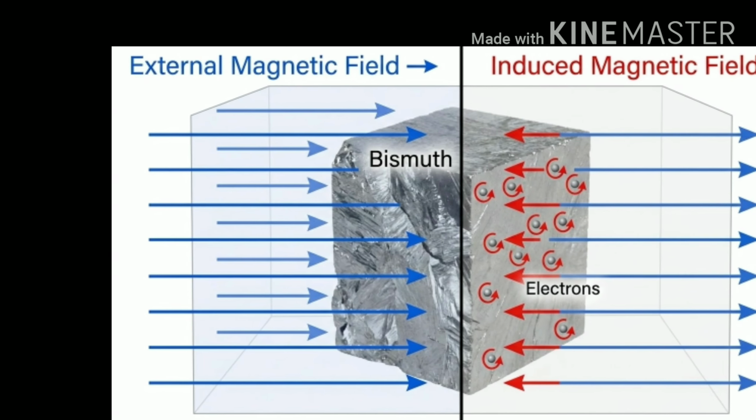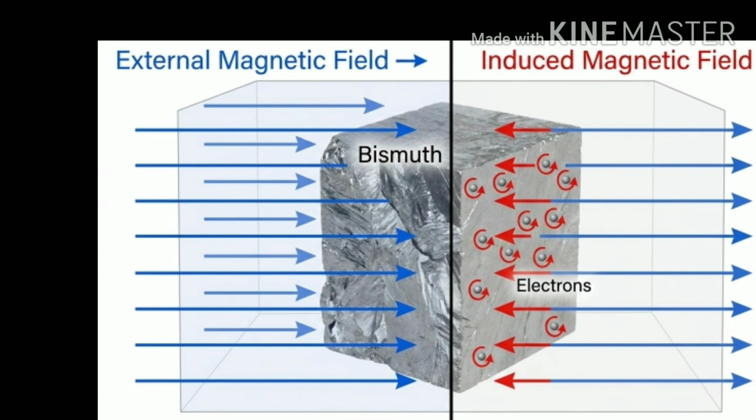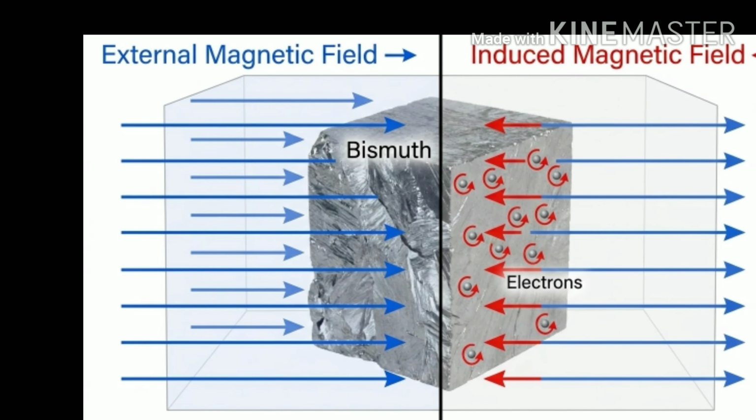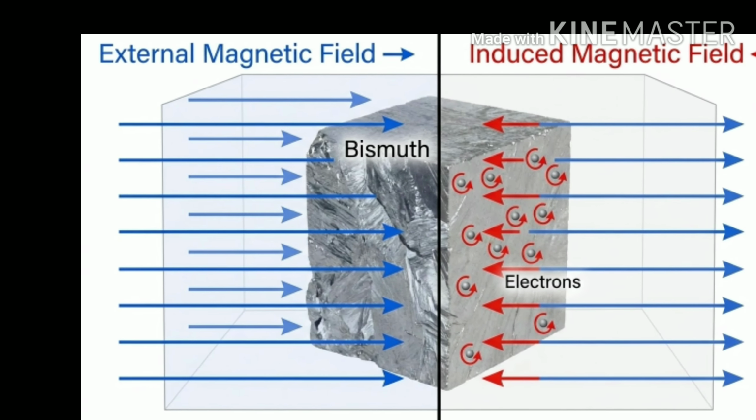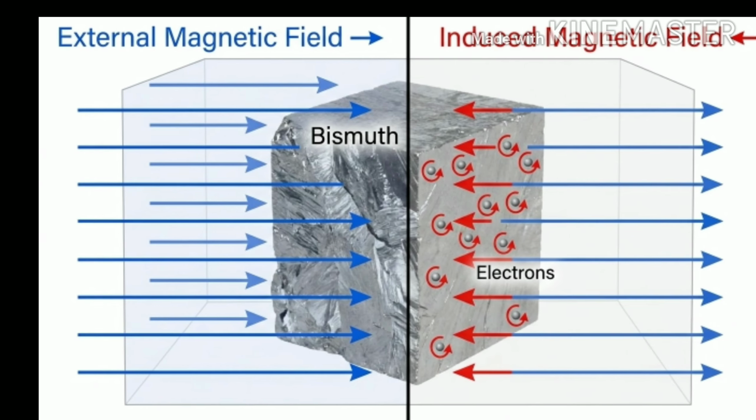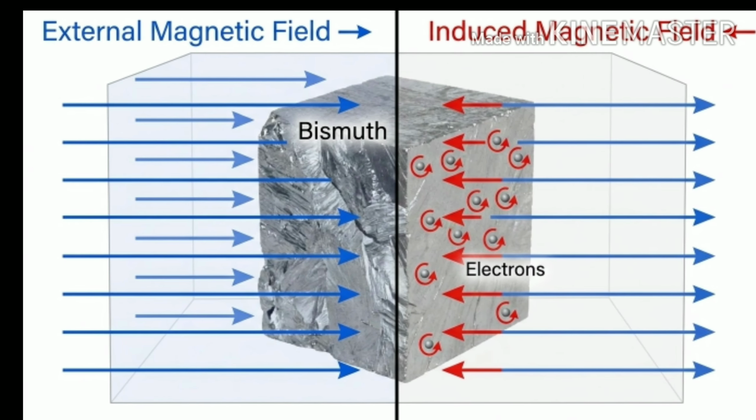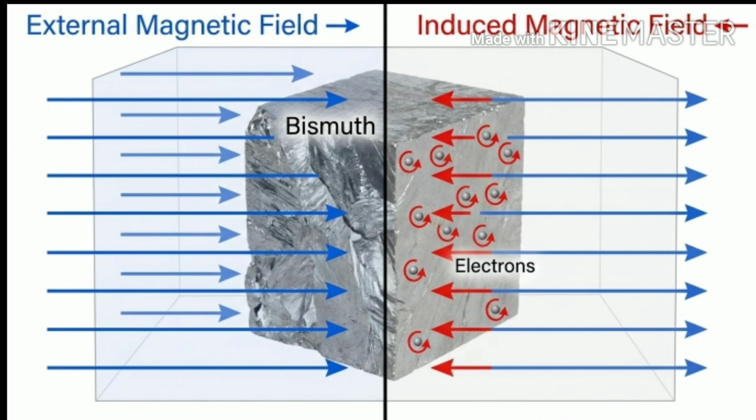When a magnet is brought near a diamagnetic material, the magnet creates a magnetic field. The electrons in the diamagnetic material start moving slightly differently because of that field. This motion creates a tiny induced magnetic field. The induced magnetic field is opposite to the magnet's magnetic field. Opposite magnetic fields push against each other, so the material is weakly repelled.